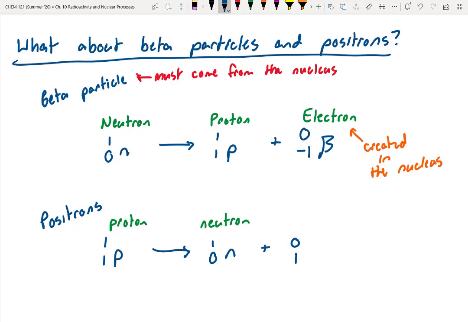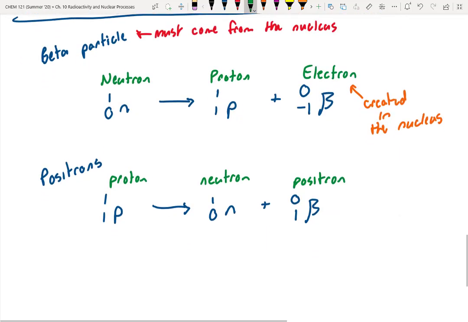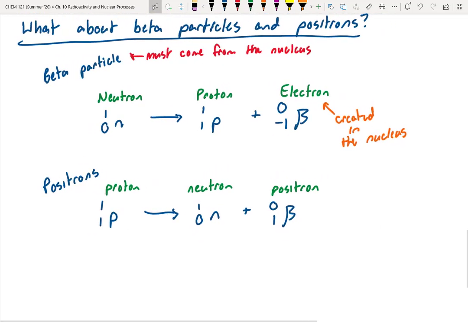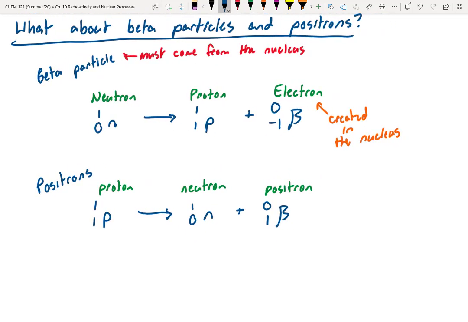Well, in this case, it's still something created in the nucleus, so we use the symbol beta, but because it doesn't have a negative charge, but rather a positive charge, this is called a positron. It's kind of unusual. We're not going to get into it much more beyond this. It's a strange process, to be perfectly honest, and it goes way beyond my expertise of organic chemistry.